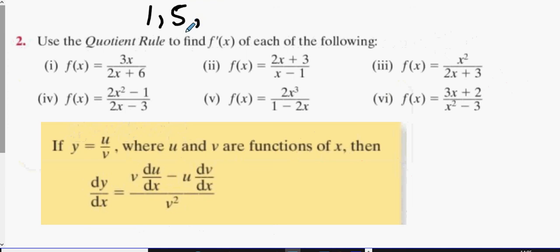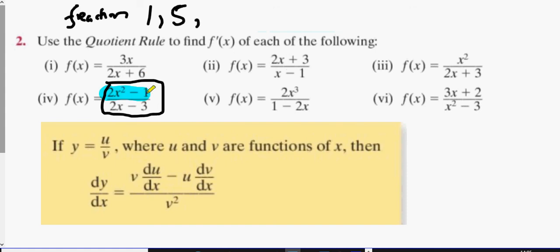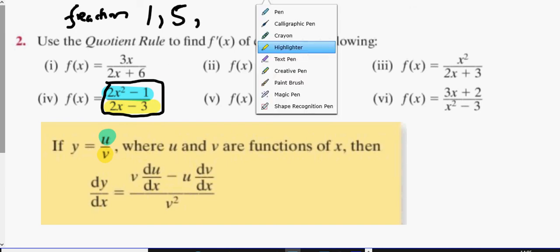Next thing we're going on to is what's called the quotient rule. Does anybody know what a quotient means? Might as well be called the fraction rule. You'll see a fraction. Everybody cool with that? Now, here's what we're going to do. I'll take part 4 here. The top part is always u, and the bottom part is always v. Your u, your v. Every single time.